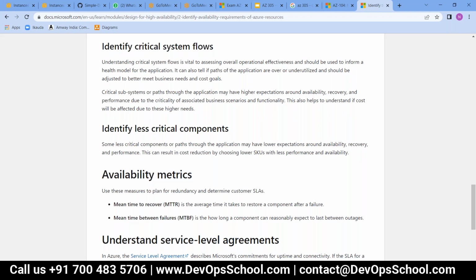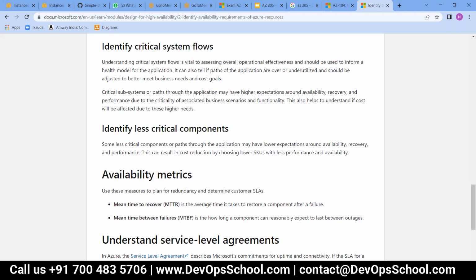What is your disaster recovery average time? That comes under mean time to recover, MTTR, and mean time between failures, MTBF. A failure occurred, okay. After how much time will another failure occur? What is the chance of it happening? Another failure means what is the time frame? For example, 10 hours, 12 hours, 24 hours, 48 hours.